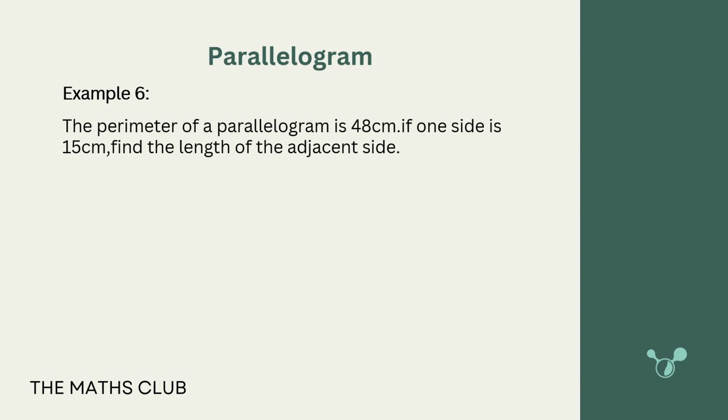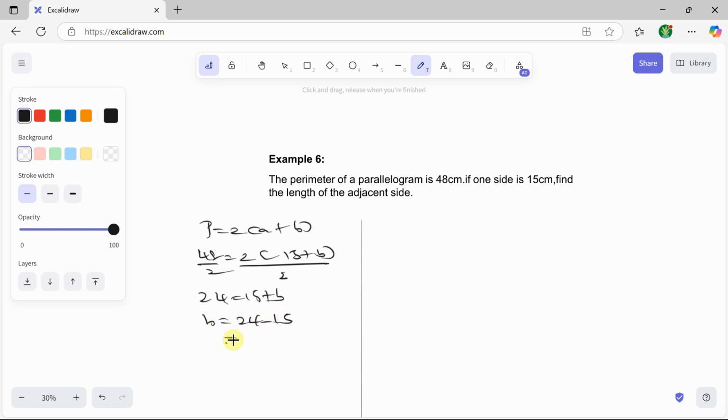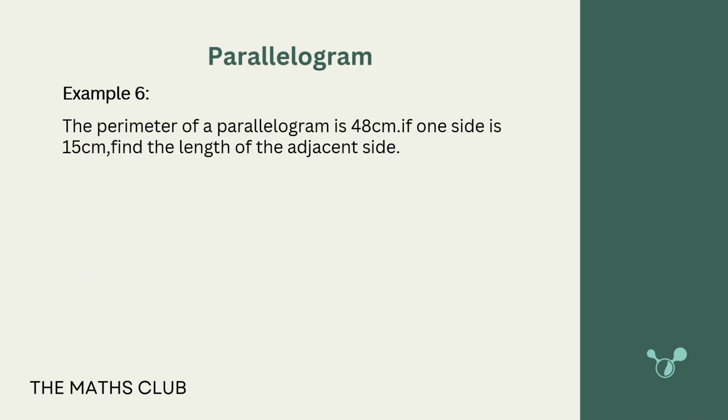Welcome back. Let's look at it together. So perimeter is 2 open brackets A plus B. Perimeter is 48, open bracket 2, open bracket, one of the sides is 15 plus the other side is B. So if I divide this side by 2, this 24 is equal to 15 plus B, and B will just be equal to 24 minus 15. So that will be equal to 9 centimeters. So the other side is basically 9 centimeters long.